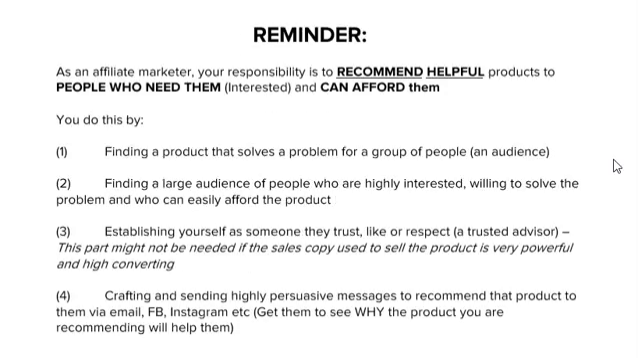Let's go back to our reminder. And this reminder is about the fact that as an affiliate marketer, you make money by recommending helpful products to people who need them, people who are interested in them, and can afford them using these 4 steps listed here. Out of the 4 steps listed here, we are now going to talk about step 2, which is about finding a large audience of people who are highly interested in what you are selling and can afford it. And Facebook is one of the best ways to help you find a large audience of people who are highly interested and can easily afford the product you are promoting.